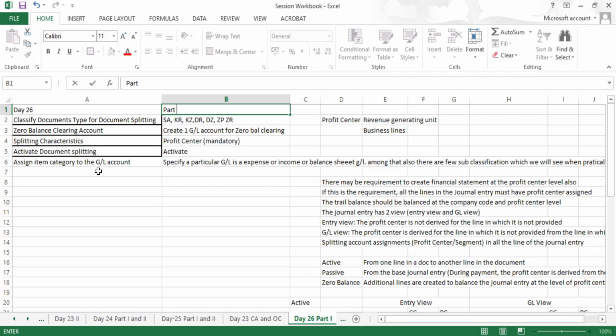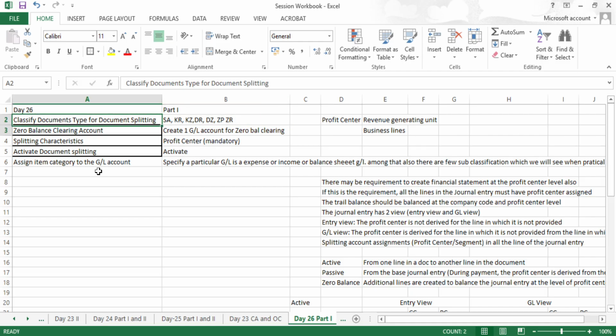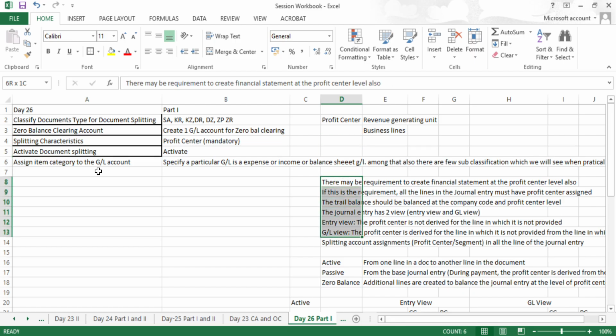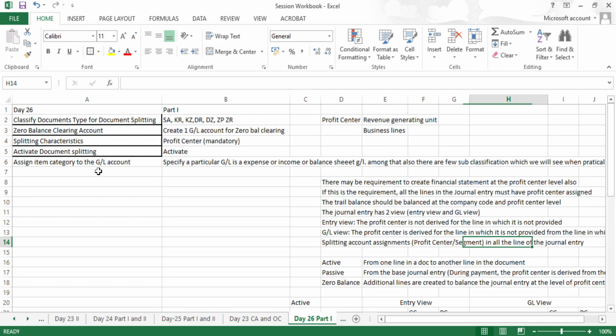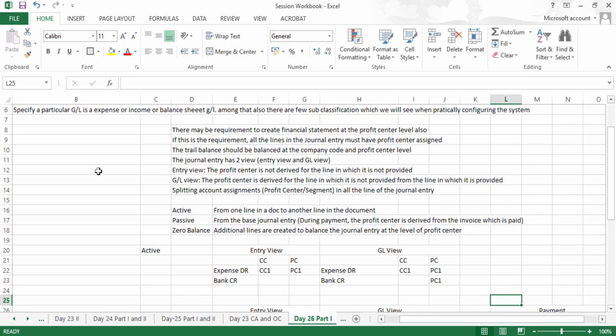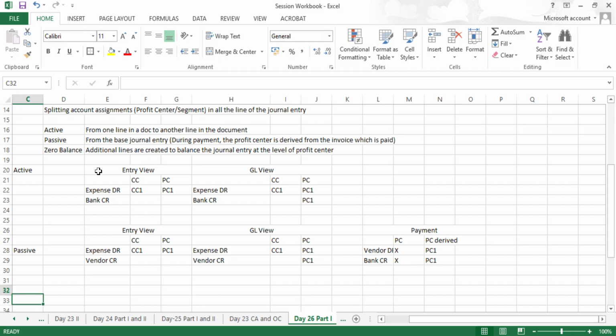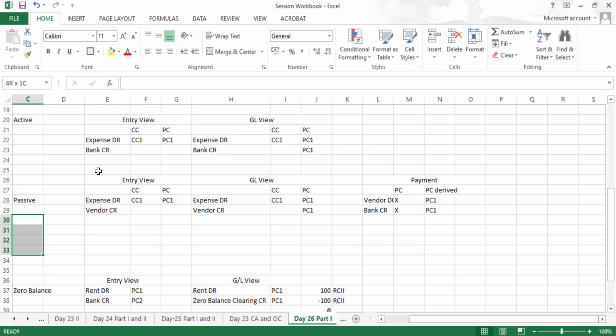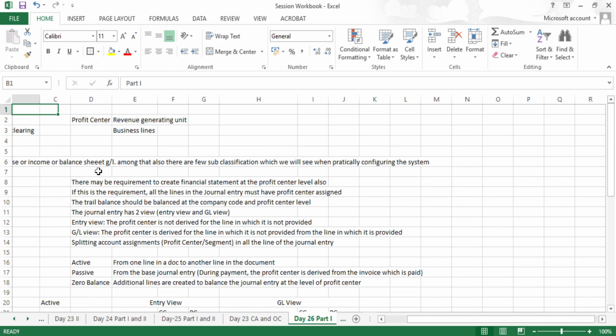So this is part 1, wherein we have understood the theoretical concepts about document splitting, and we saw that these are the 5 steps to configure document splitting. We understood the meaning of profit center, compared it with the definition of the cost center, and tried to understand the differences. We understood the GL view, the entry view, and drawing financial statements at the profit center level and company code level. We understood 3 types of document splitting: active, passive, and zero balance. We understood this by posting journal entries and creating practical examples.